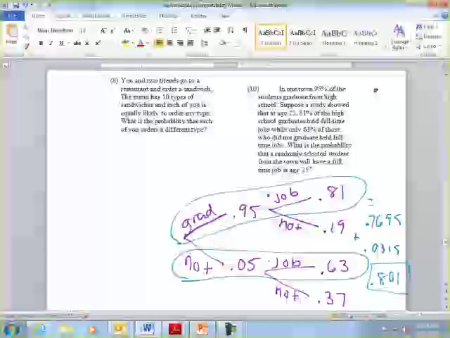So that gives us 80.1%, which, remember I said, should be close to the majority of the population. So the majority of the population graduated, so our answer should be close to their value of 81%. Okay. Questions? Okay.